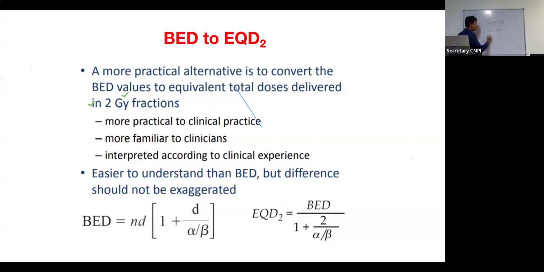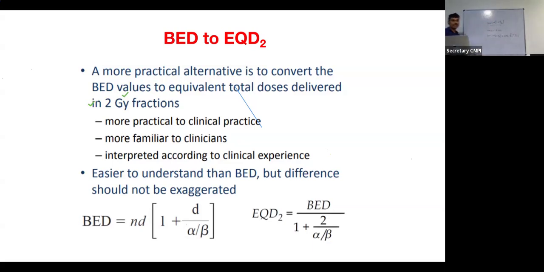So BED, calculate BED of 30 gray first, 30 gray in 10 fractions. 30 into 1 plus 3 by 10 for tumor. Okay. Now, what is the EQD2? 2 gray equivalent dose. Just put EQD2 here, 1 plus 2 by 10.